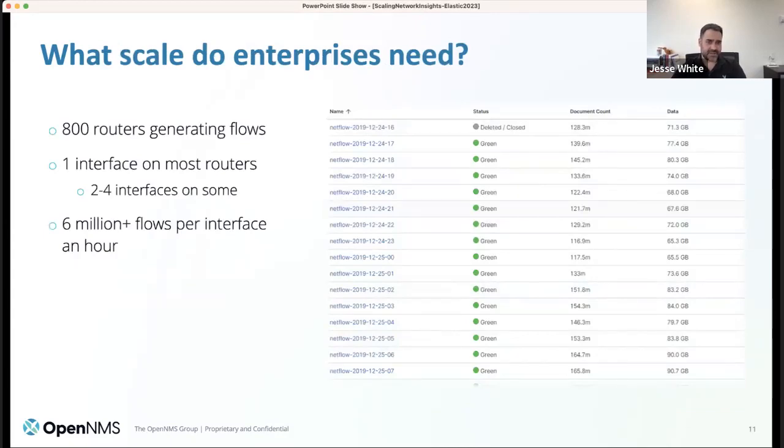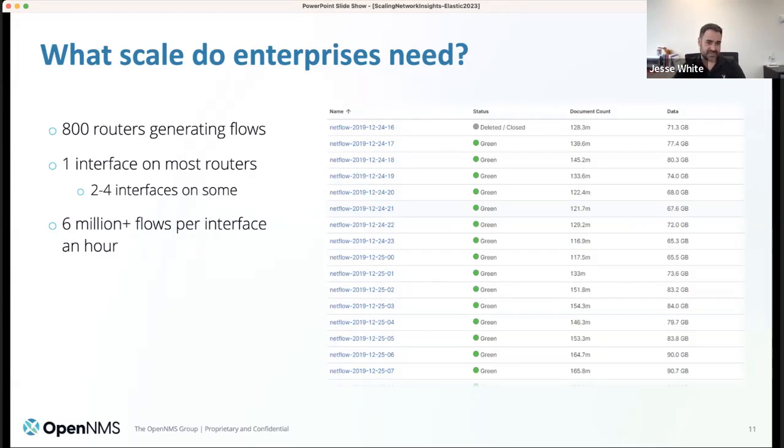So here's some idea of the scale that enterprises need, and some statistics from some of our clients. We have some enterprise customers that have hundreds of routers generating these flows, with 1 or 2 interfaces on these routers configured to generate them. Those are typically the links that connect out to the ISP or WAN circuits, and some of these generate roughly 6 million flows per interface per hour. These are hourly indices in Elastic. We're seeing over 100 million documents per hour and roughly 80 gigabytes or so. That was in some early statistic snapshots.